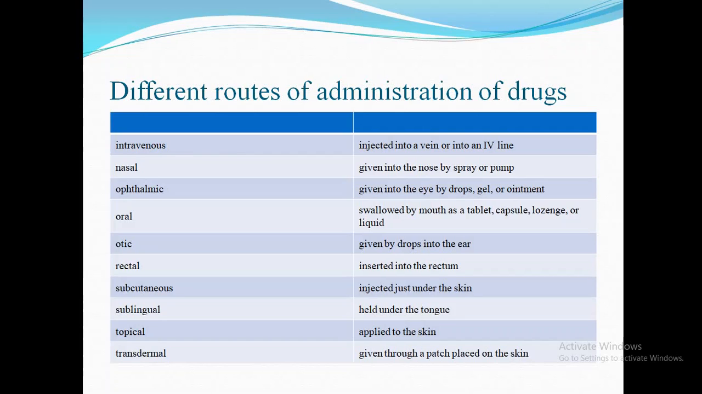Nasal: given into the nose by spray or pump. Ophthalmic route: given into the eyes by drops, gel or ointment. Oral administration: swallowed by mouth as a tablet, capsule, lozenge or liquid. Otic administration: drug given by drops into the ear. Rectal route: inserted into the rectum directly. Subcutaneous: injection of a drug just under the skin. Sublingual: keeping a medicine under the tongue. Topical: application of a drug to the skin. Transdermal: given through a patch placed on the skin. So these are the different routes of administration of drugs.